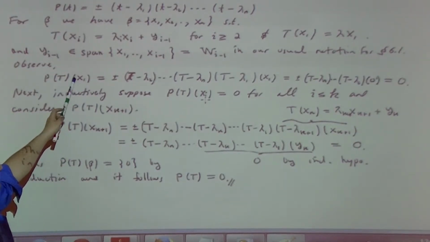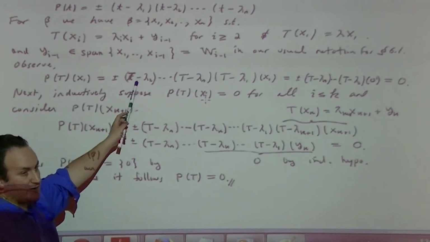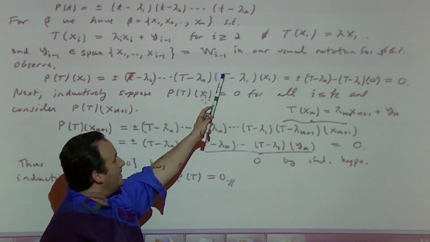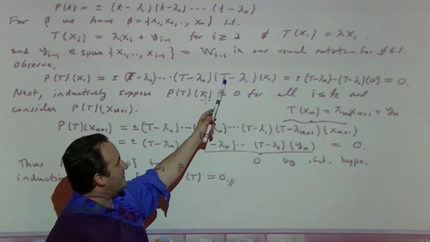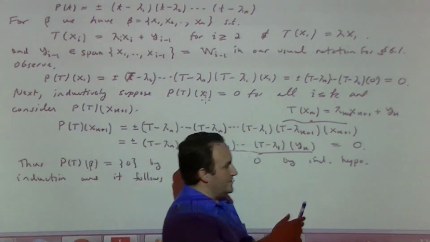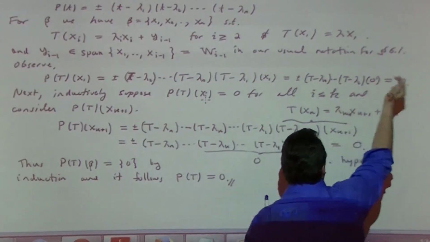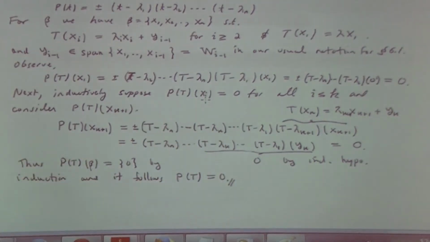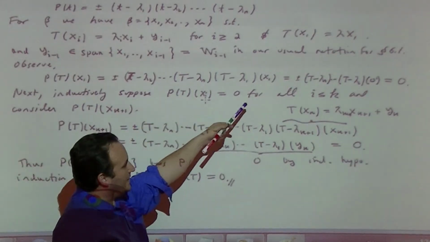So if you take the copy here with lambda 1, you move it all the way over there, as you can do because these factors, T minus lambda j, commute. Then this on x1 is 0 because T of x1 is lambda 1 x1. So when you feed x1 to this, you get 0 minus 0, which is just 0. But when you feed 0 into this linear transformation, you get 0. So there's 1 down. Now what you do then is suppose inductively that you've shown that p of T is equal to 0 for all i less than or equal to k.